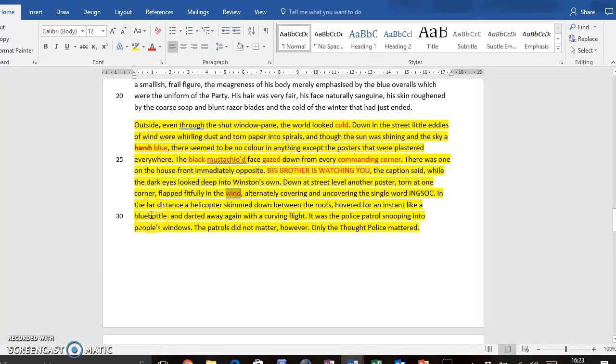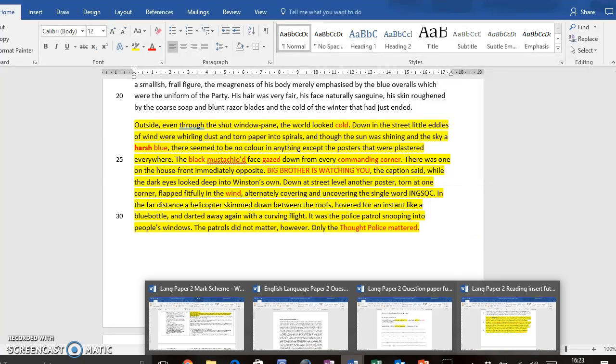Okay, and then as we go on, we've got the description of the helicopter. So again, zooming out into the skyline of this world, and then exposition is used at the end to tell us who that helicopter is, and we begin to find out more about this world in which Winston lives. That there's police patrolling the area, snooping into people's windows, and it ends with a very dramatic cliffhanger. Even these sinister patrols did not matter. It's the thought police that mattered. So this extract does end on quite a deliberate cliffhanger.